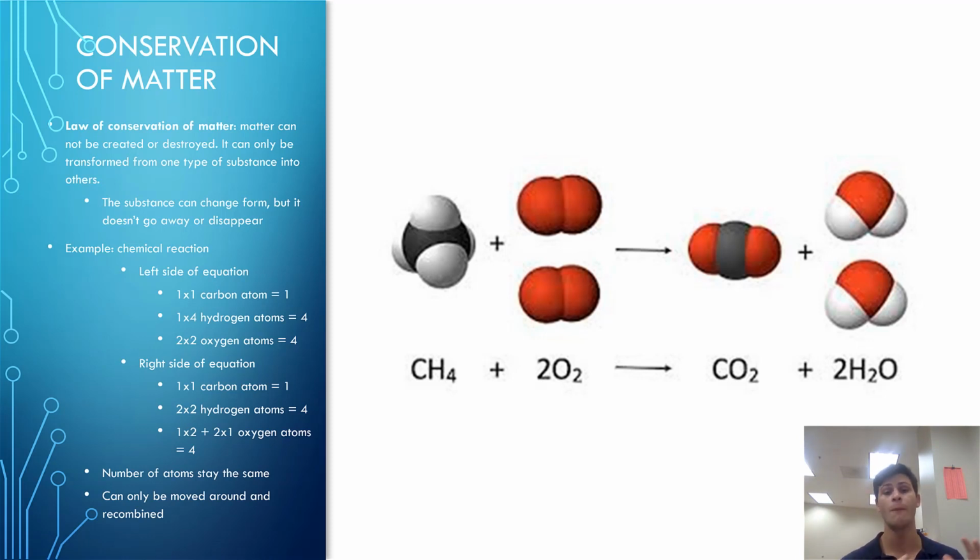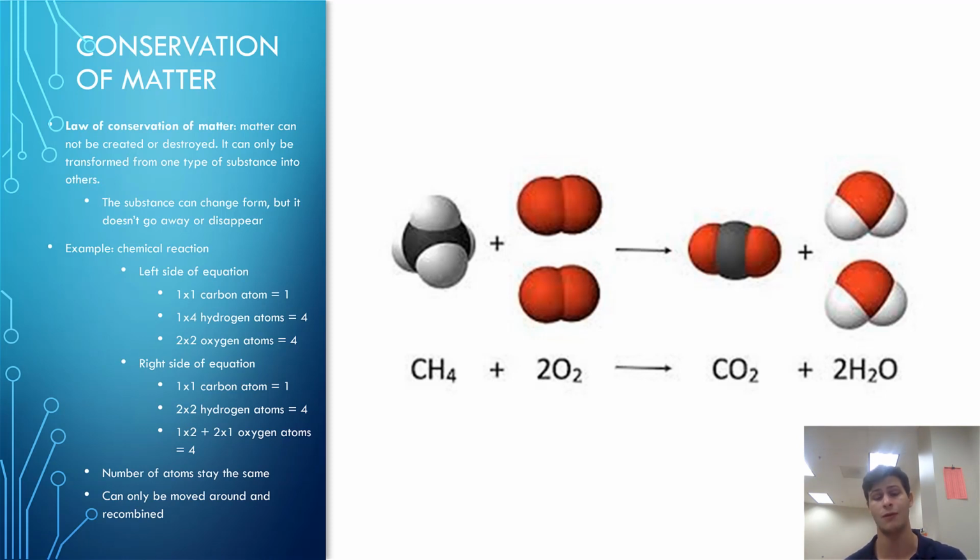So let's look at the numbers. On the left side of the equation, we have one carbon atom in our methane molecule, and we have four hydrogen atoms all attached to that carbon atom in that methane molecule. We also have four oxygen atoms, each bonded in the two different oxygen molecules. So to recap, four hydrogen atoms, one carbon atom, and four oxygen atoms.